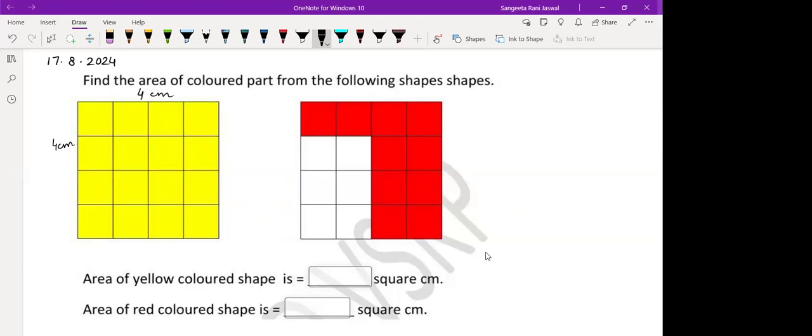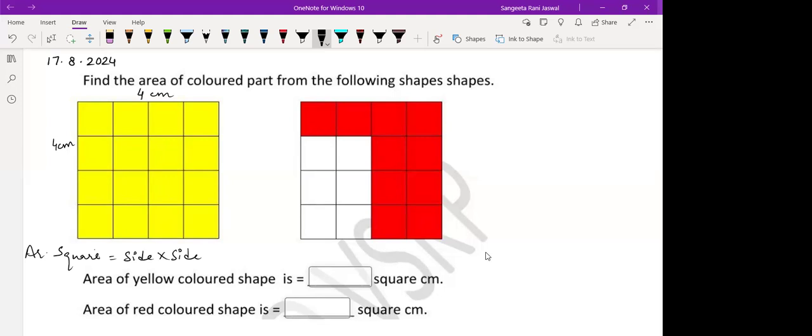So my area of square will be what? Side multiplied by side. This is what you have studied. Area of a square is given by side multiplied by side. So if side is 4 centimeters, then 4 multiplied by 4, 4 fours are 16 centimeters square. It's always square centimeter because when you are multiplying 4 with 4, your centimeters are also getting multiplied. Centimeter into centimeter becomes centimeter square.